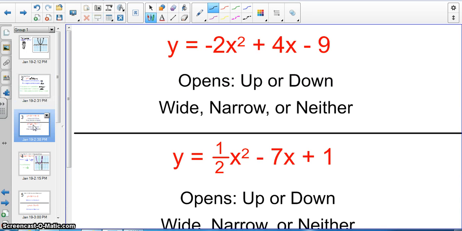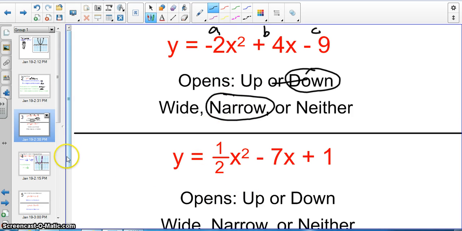So let's look at these next ones. So this is A, B, C. Now we look at A to tell us if it opens up or down. Here it's negative, so it opens down. Okay, now we look at the 2. So 2 is bigger than 1, so it's narrower.